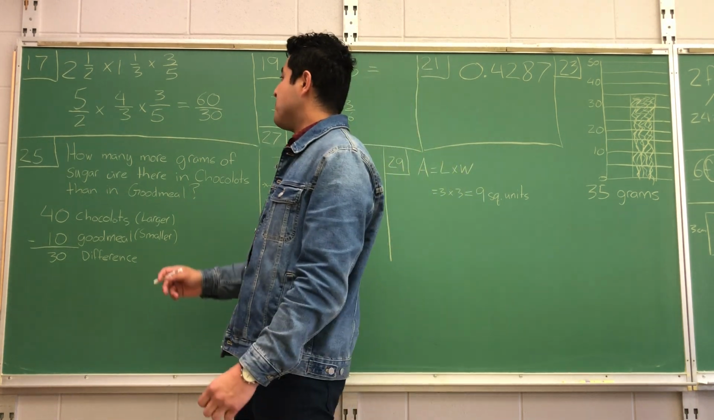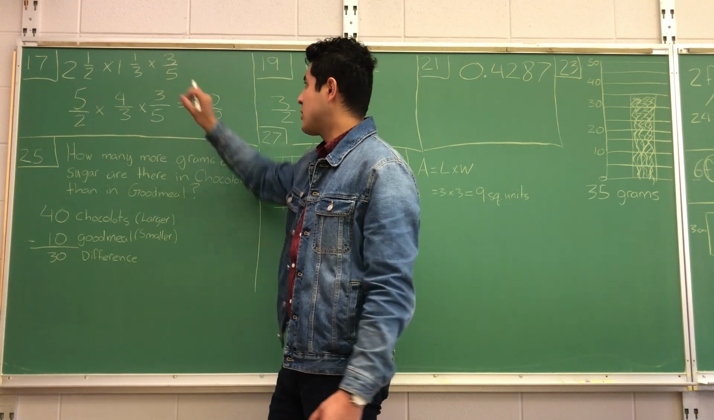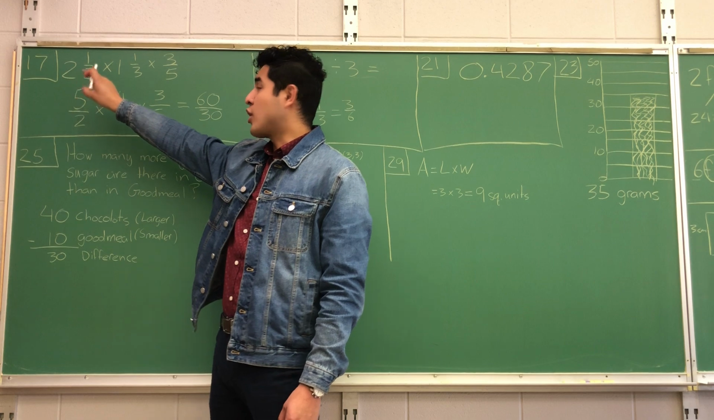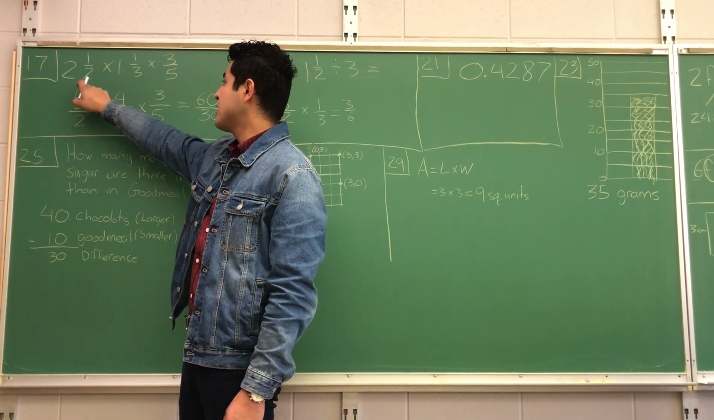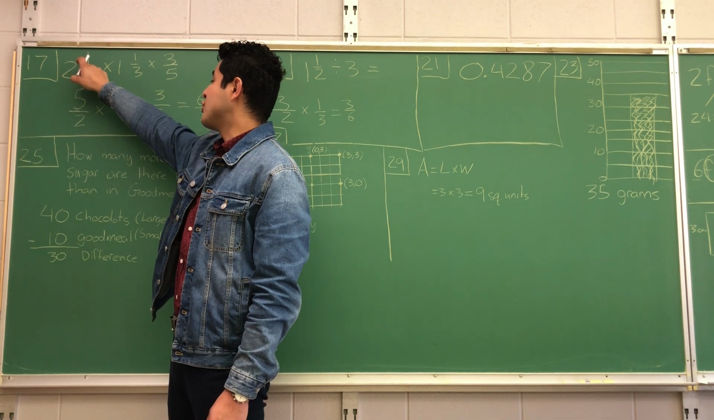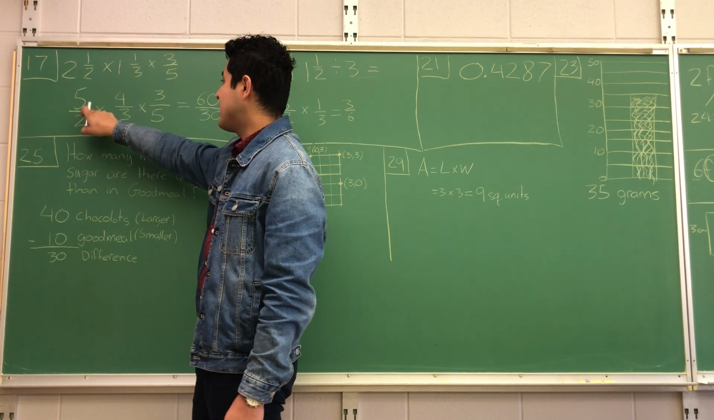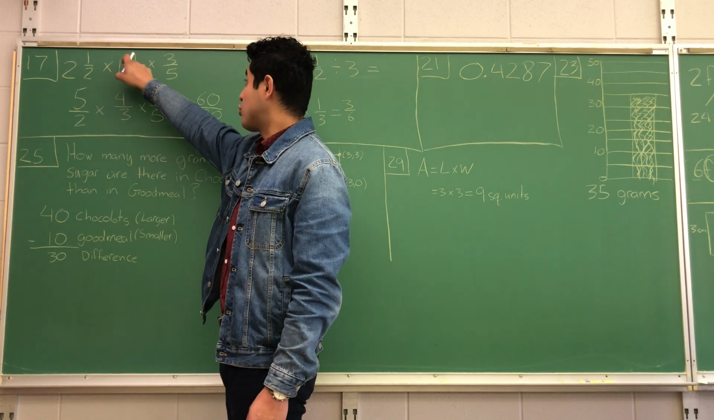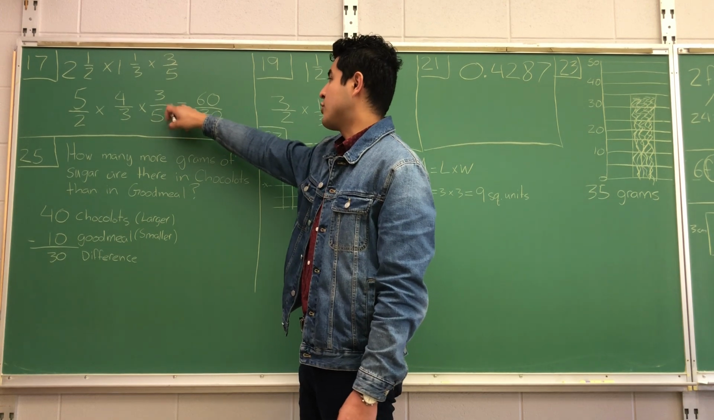All right. So we have two mixed numbers and one fraction. So what we need to do first is convert our mixed numbers into improper fractions. The way we do that is we multiply the denominator by the whole number, and then we take that answer and add it to the numerator. So 2 times 2 is 4, then 4 plus 1 is 5. That gives us 5/2. 3 times 1 is 3, plus 1 is 4, so that gives us 4/3. And then we have our 3/5.